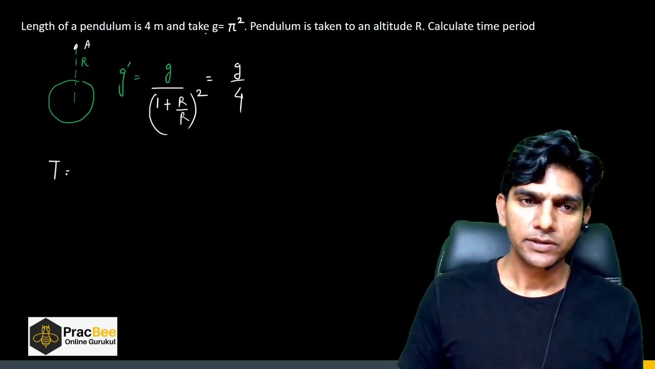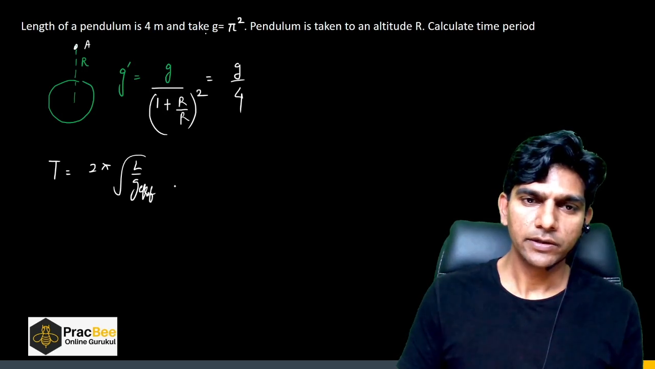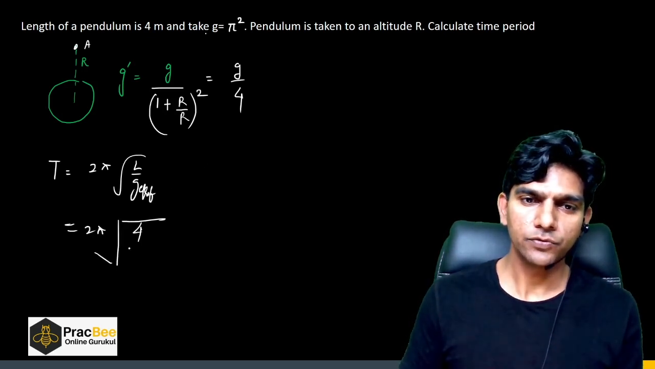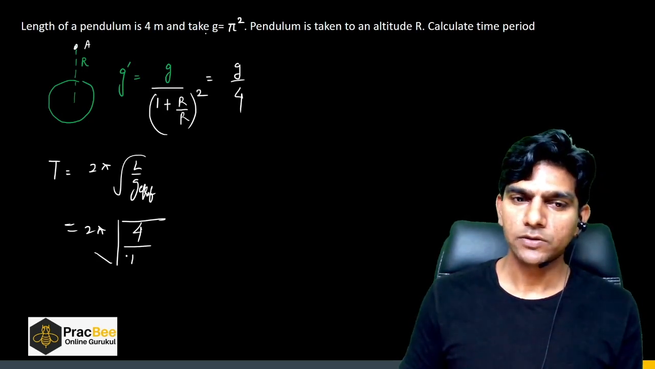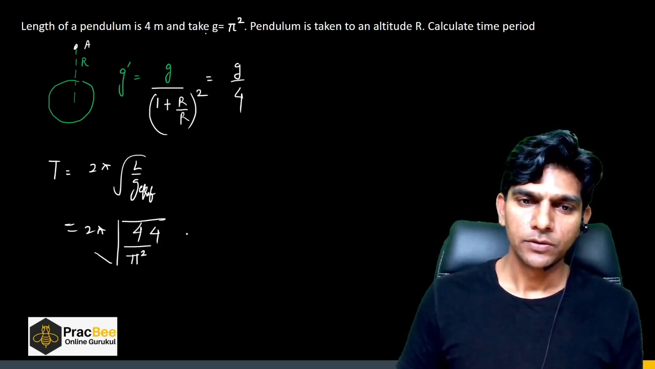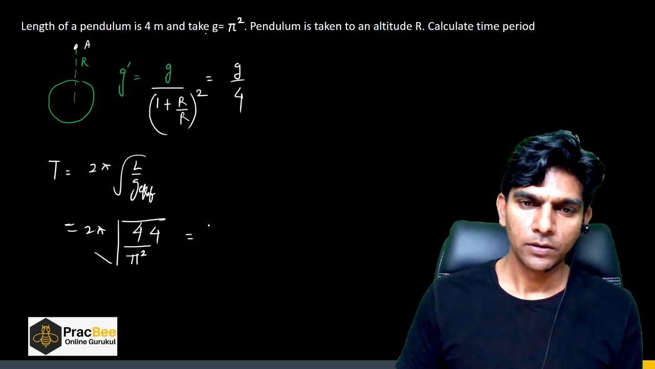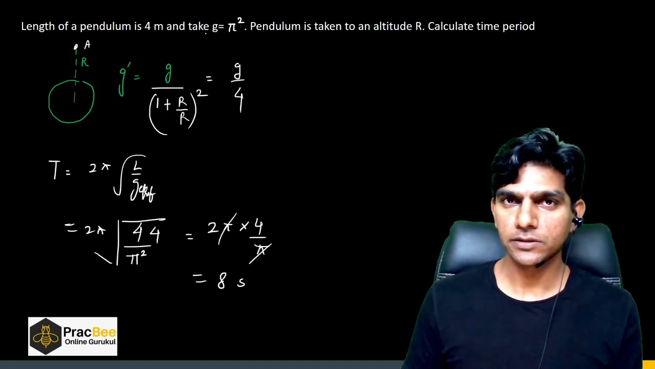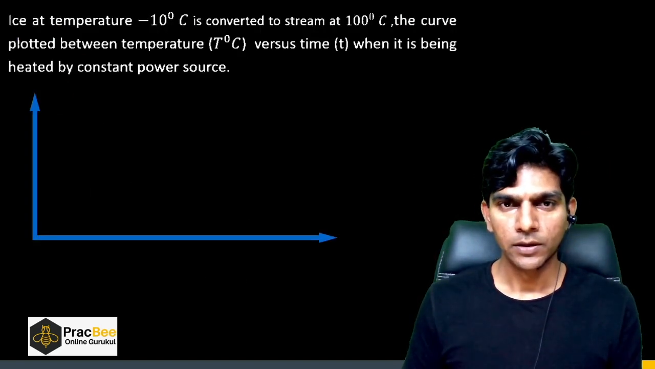So the time period is given by 2 pi root L by G effective. Here the G effective is G by 4. So it will be 2 pi root L, which is given as 4 meter, and G effective is pi square by 4. So it comes out to be 2 pi times 4 by pi. So pi will get cancelled out. So it comes out to be 8 seconds. So that should be the answer of this question.